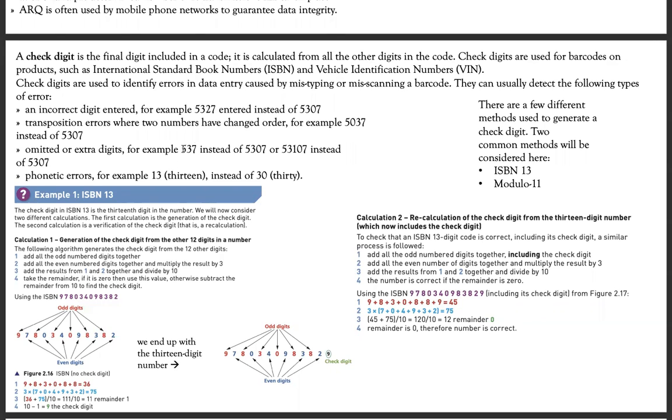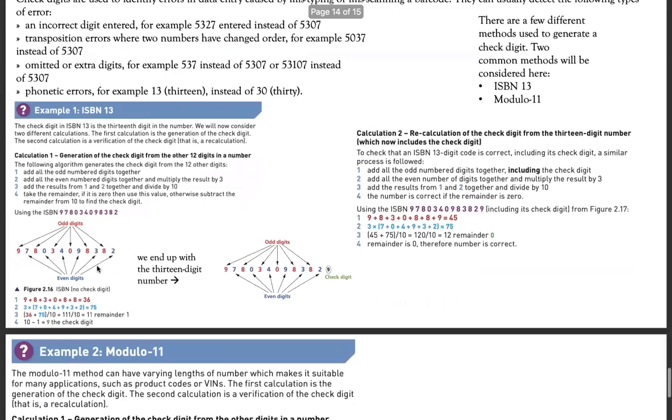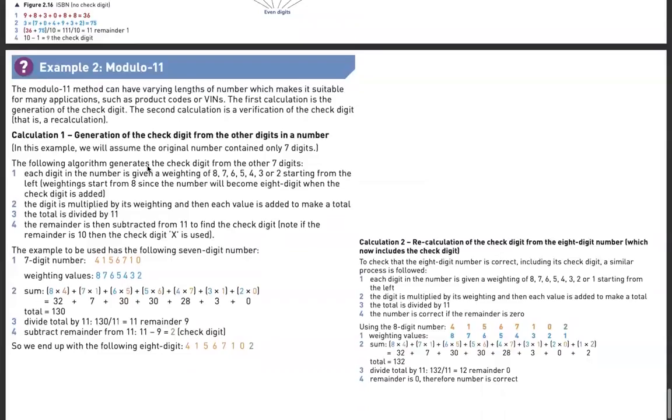Similarly, a digit could be missing, for example 537 was entered, or 53107 was entered, instead of 5307. Errors like this, or it could also be a phonetic error, a misheard term. 30 was supposed to be entered and was misheard as 13. So 30 and 13 sound similar. Errors like these can be identified using a check digit. Now we have two methods for check digits. There is the ISBN 13 method and the modulo 11 method.